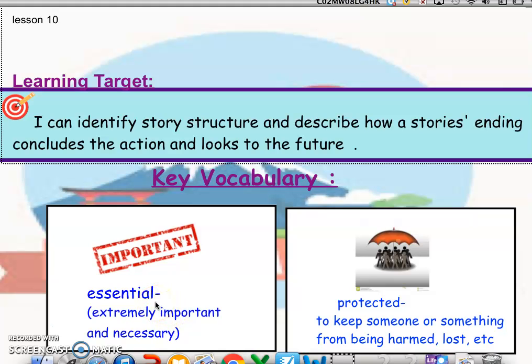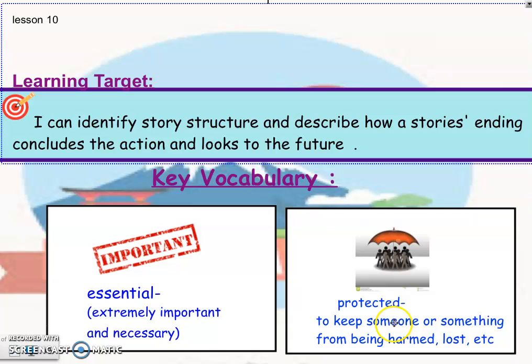The first one was essential. Essential means extremely important and necessary. Our second vocabulary word was protected, which means to keep someone or something from being harmed or lost.